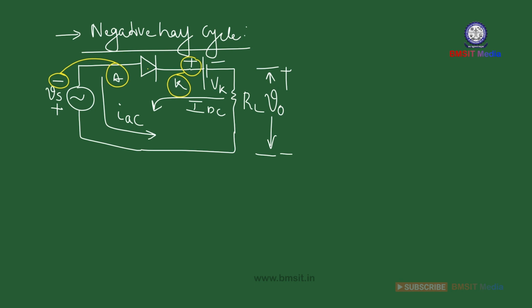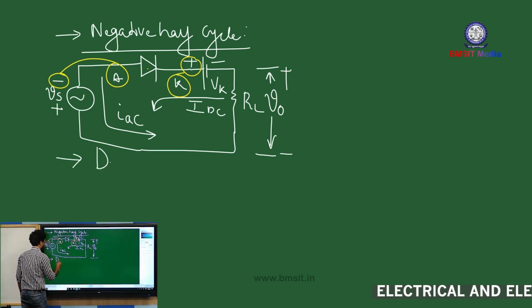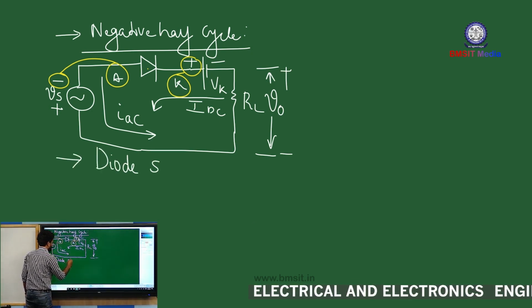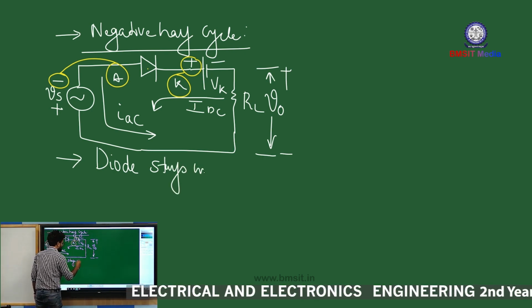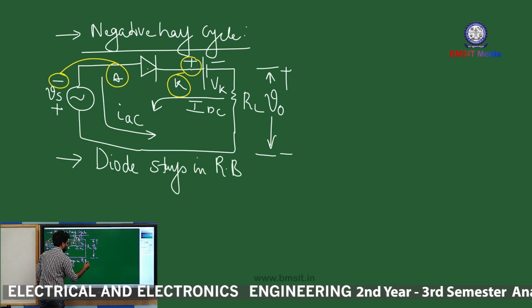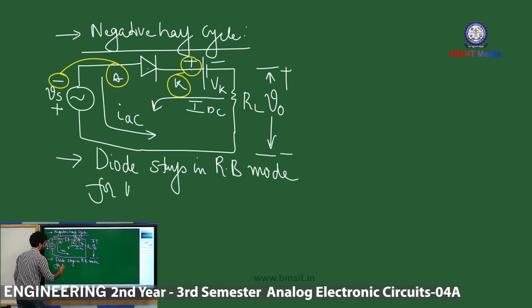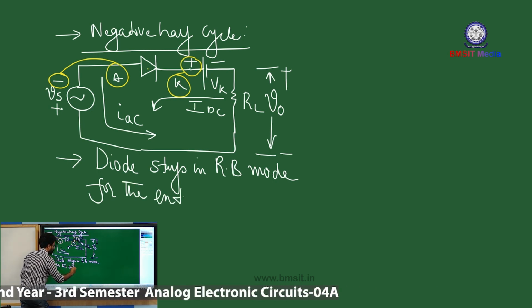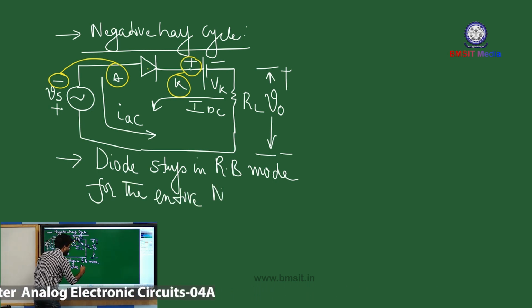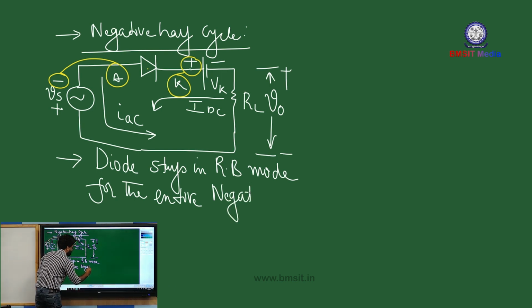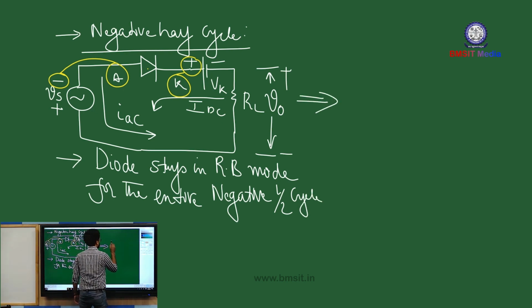Okay, so in case of the negative half cycle, the diode stays in reverse biasing mode for the entire negative half cycle. Okay, so the equivalent circuit is going to be something like this.